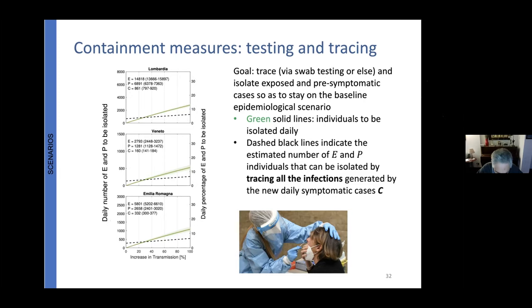So it's probably more realistic to consider the infection generated by symptomatic cases and try to trace, to test the symptomatic cases, positive symptomatic cases, and then look at the contacts, and so on.